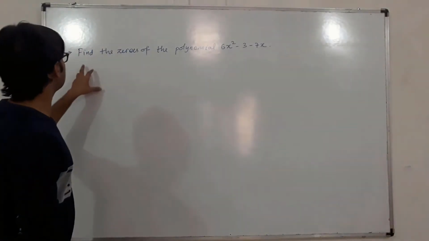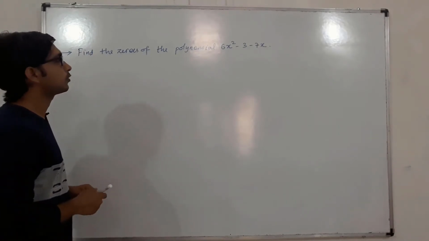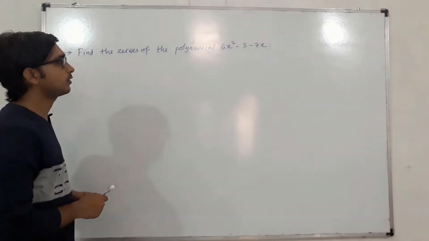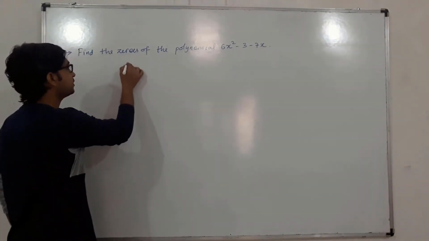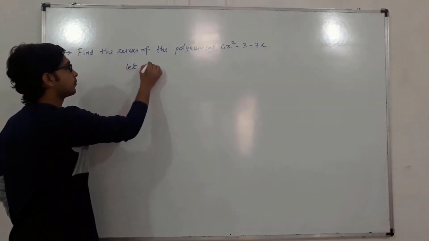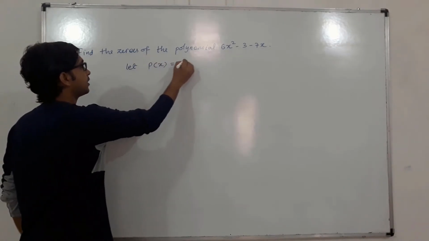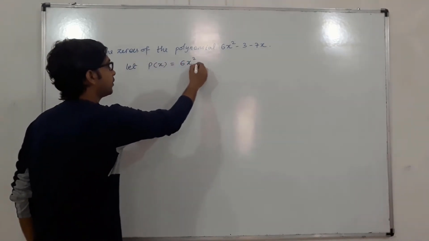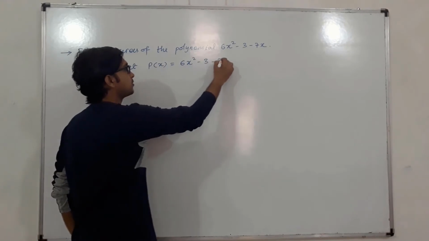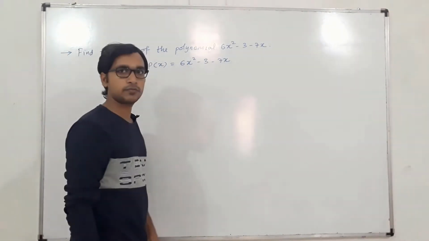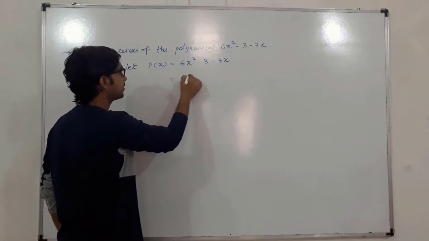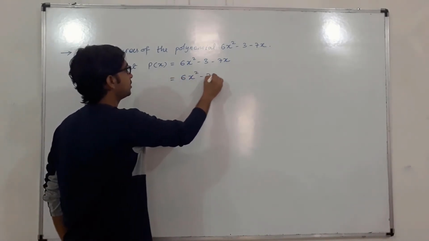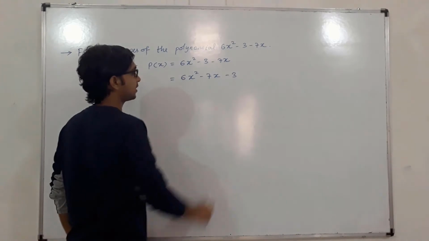So here is our next example. Find the zeros of the polynomial 6x square minus 3 minus 7x. So we let this p of x equals to 6x square minus 3 minus 7x. So first we write this in its standard form. So we can write in this way, 6x square minus 7x minus 3.